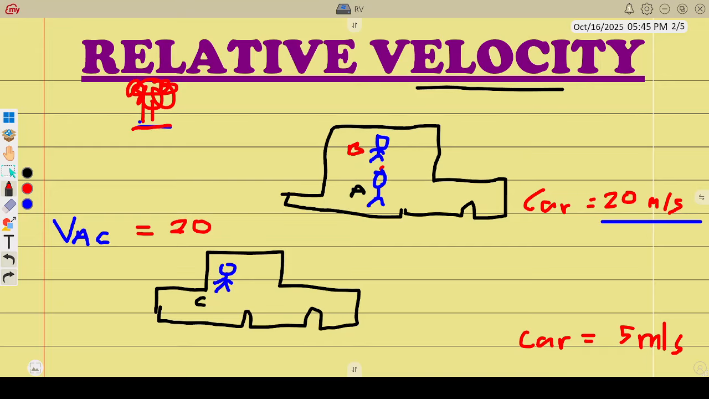So now what we do is we say 20 minus 5. The velocity of C is 5. For A it is 20. So 20 minus 5 is 15. At this point, what this means is that when person A is looking at person C, it looks like person C is just moving at 15 meters per second. Is this correct?